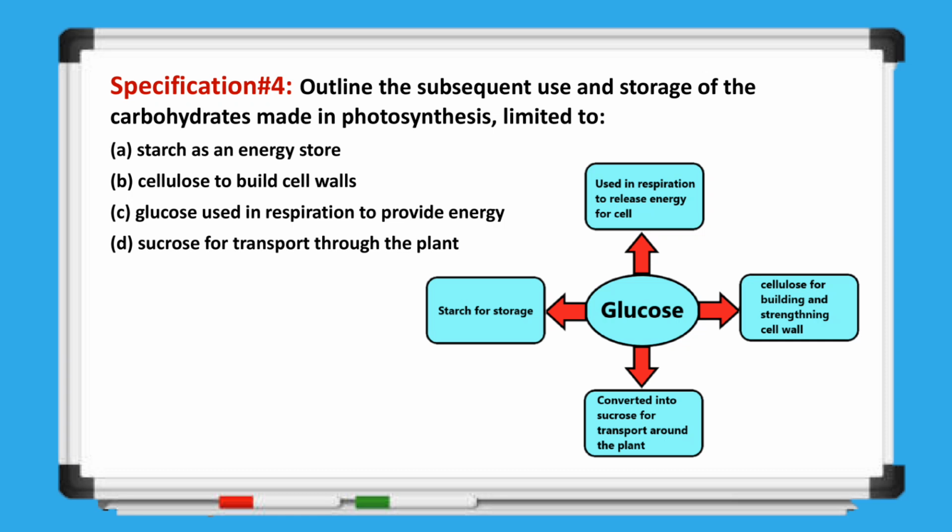First, how it's converted into starch and stored as an energy reserve. Second, how it's used to make cellulose for building cell walls. Third, how it's broken down in respiration to release energy. And finally, how it's changed into sucrose for transport through the plant. Let's go through each of these uses and understand how glucose supports the plant in so many important ways.